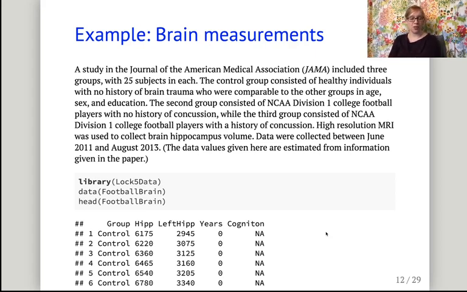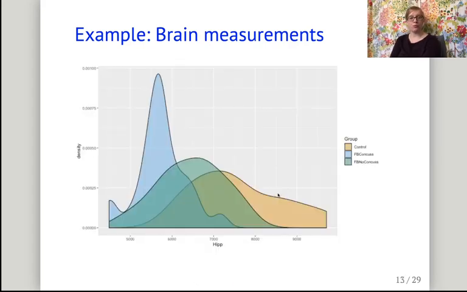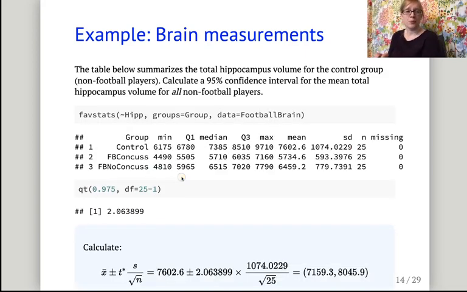So here's the data. We have a column called group that contains the control information, a column called hippocampus that contains the hippocampus volume, left hippocampus, and years playing football, which are 0 for the control, and then a cognition score that wasn't measured. Here's what this data looks like. For the control group, which is plotted in orange, we see a much wider curve that is more on the heavier side of the hippocampus volumes. Football players with history of concussion are the lowest, and football players without a history of concussion are kind of right there in the middle.